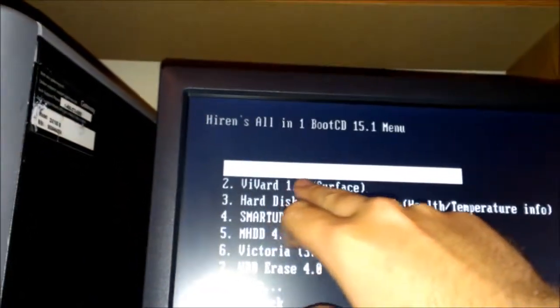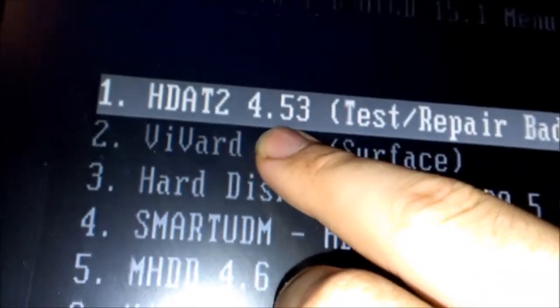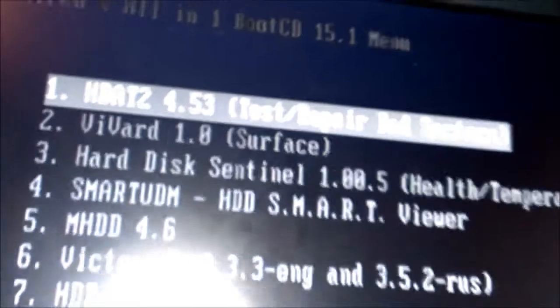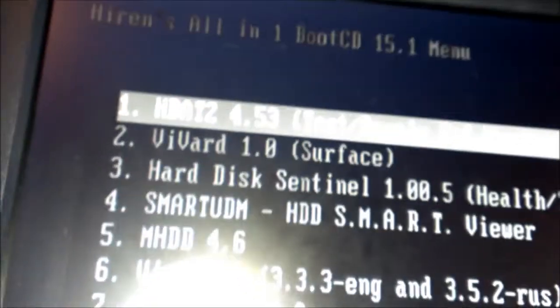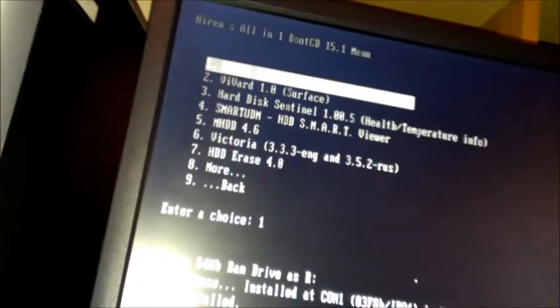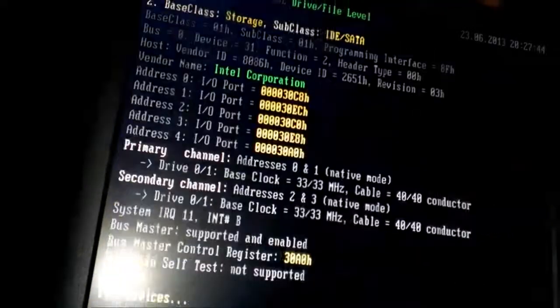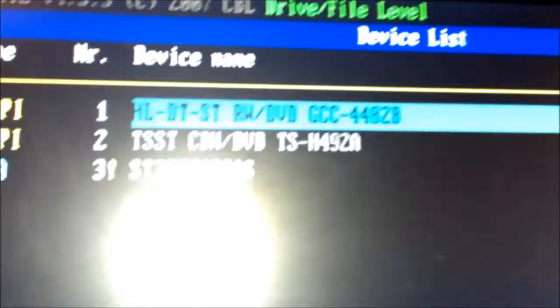is download HDAT2, whatever their version is at the moment. That's all you want to download, is HDAT2. It doesn't really matter what version, just as long as it's the latest version. But really, it doesn't matter.